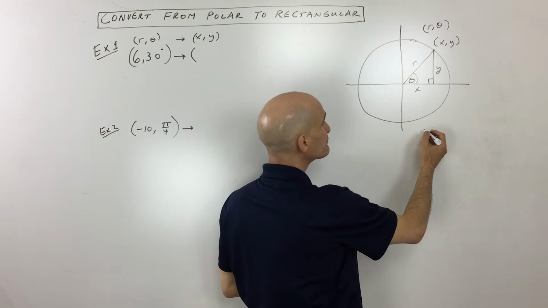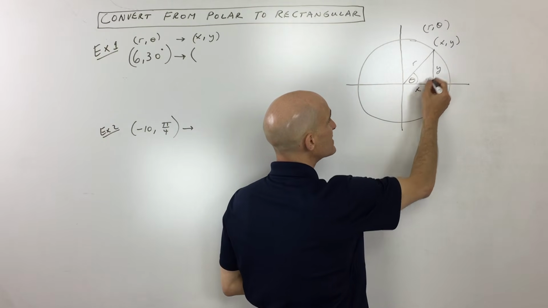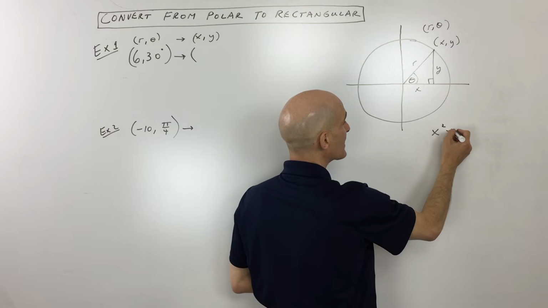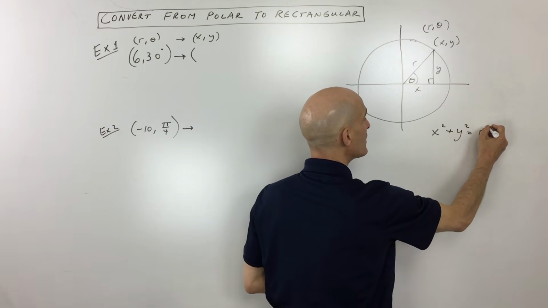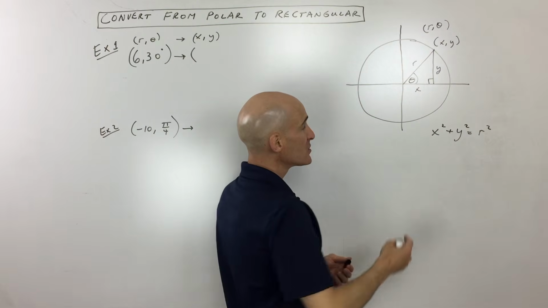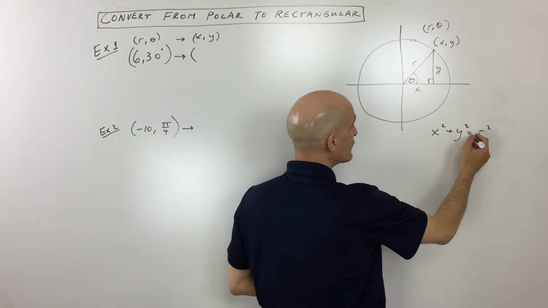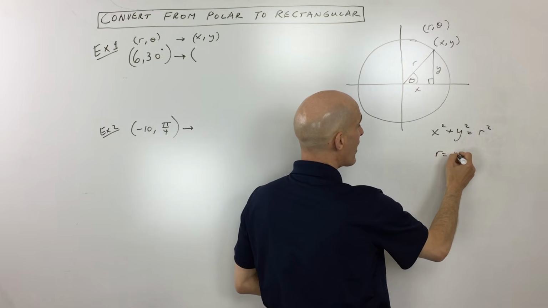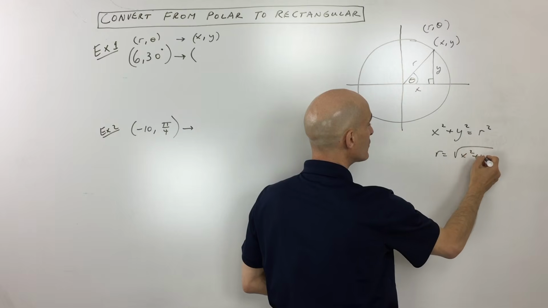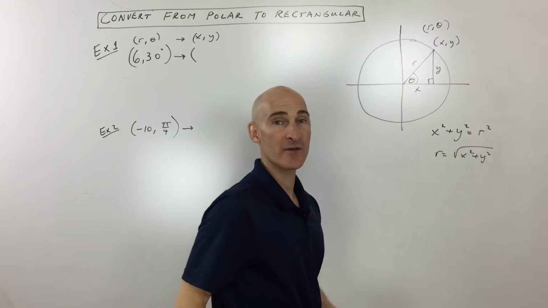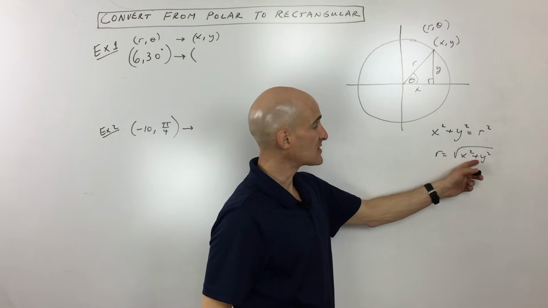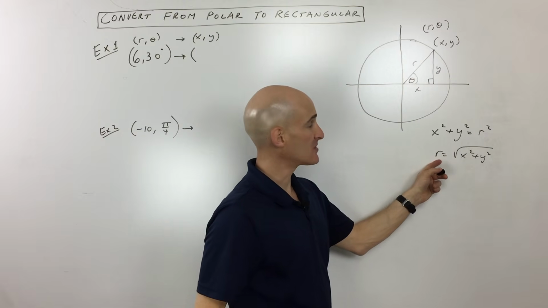So the first one is like this. You can see from the Pythagorean theorem that x squared plus y squared is equal to r squared, right? So that's a key formula. And then if you take the square root of both sides, you can see that r is equal to the square root of x squared plus y squared. So if you're given an x and y value, you can solve for that radius, right?